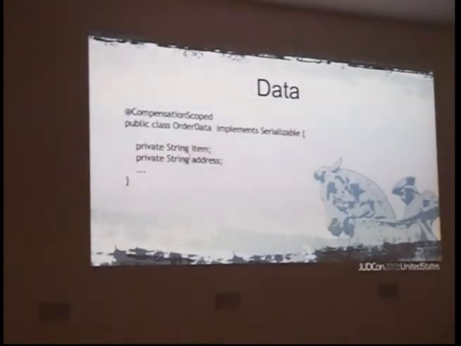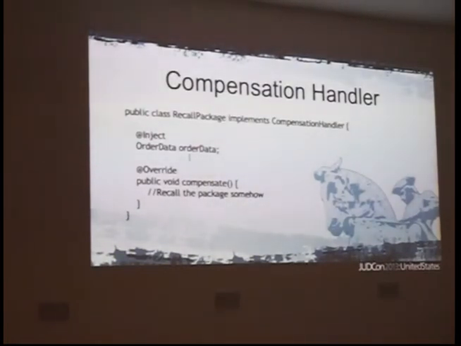So that's the compensation scope. Here we've got the compensation handler. We call it recall package because it's going to somehow go and recall that package for us. We have to implement an interface called compensation handler, which basically means we have to implement a compensate method, and then we somehow recall that package. And when we recall the package, we can then refer back to the information that was in the order data to find out what package it was and where it was sent to.